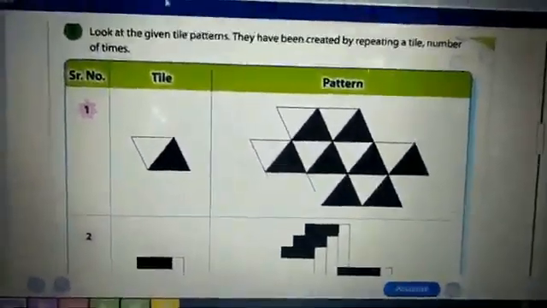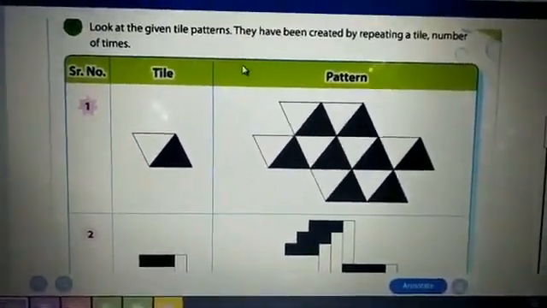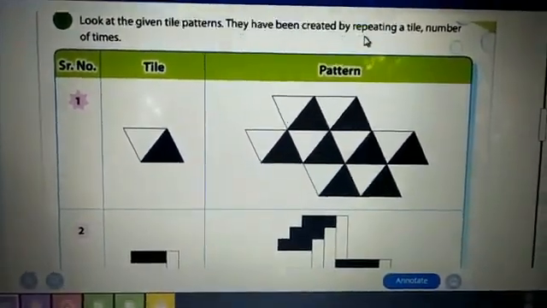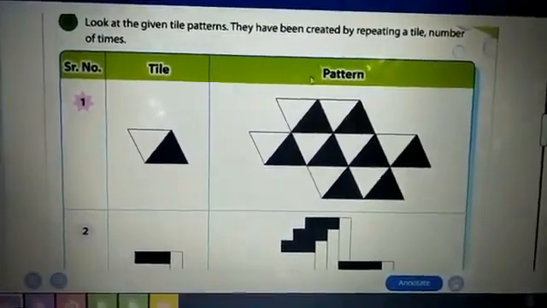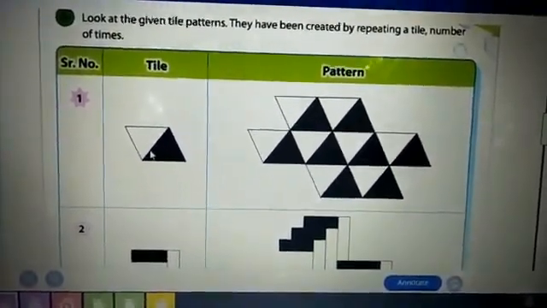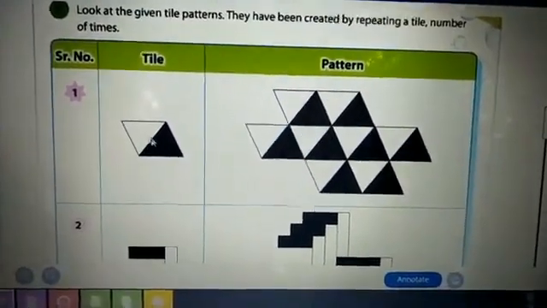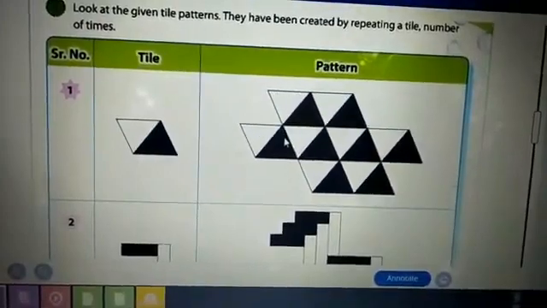First heading is look at the given tile patterns. They have been created by a repeating tile a number of times. The first one, this is our tile pattern. This is our tile, children. Using this tile, we have made this pattern.